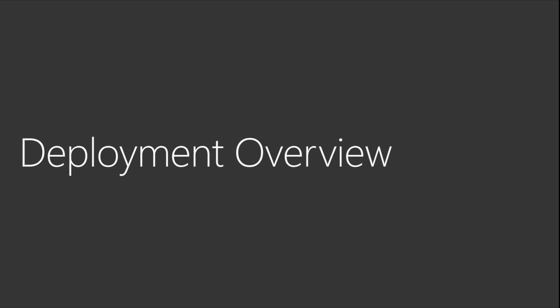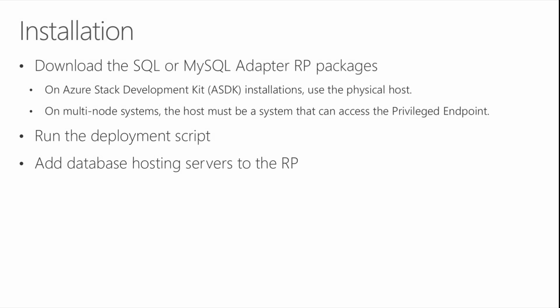So to get this going, let's talk about the deployment overview and how that all works. First of all, you've got to get your stuff. You've got to download the resource provider packages. If you're on an ASDK, the Azure Stack Development Kit, and we'll talk more about that in its own session later, you're actually installing them on the physical host, because it's all kind of one and the same.